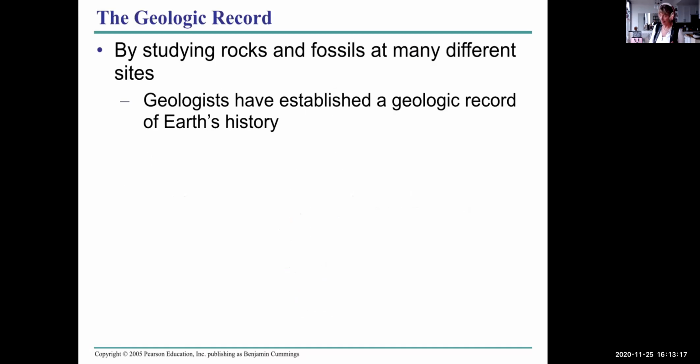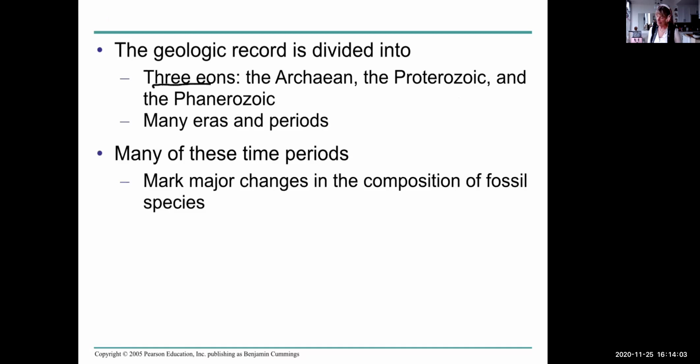So that's another way that you can date fossils. And it's been done for a long time, very, very early on. I think a chap that discovered the age of the Earth was not a scientist, actually, but it was his goal in life to discover the age of the Earth. And so he had to use a college's mass spectrometer in England and find the oldest rocks in the world, and did so. So you can study rocks and fossils at lots of different sites, and it's been done by many different scientists in many walks of life, and have come up with a geologic record. 3 eons, the Archean, the Proterozoic, the Phanerozoic, lots of eras and periods. I don't expect you to memorize them all, but some of them mark some major changes in the composition of fossil species.